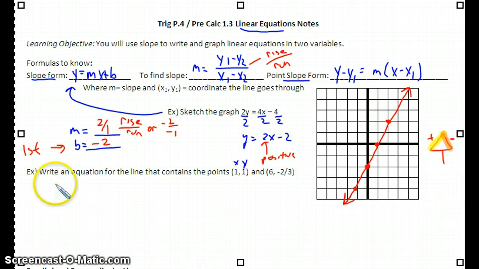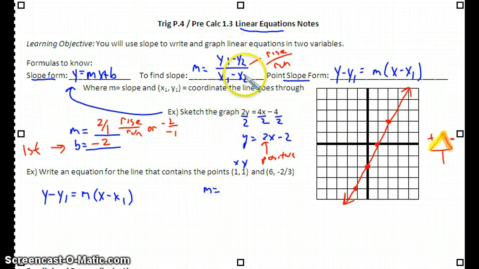Alright, let's take a look at the next one. Now instead of graphing it, I'm going to actually write the equation. Because I'm given 2 points here, typically the easiest form to use is point slope form. So that's the form I'm going to use. I'll just rewrite the generic form of the equation down here. What I'm going to plug into that is my m, and then also my x sub 1 and my y sub 1. So first thing I need to know is what is m.